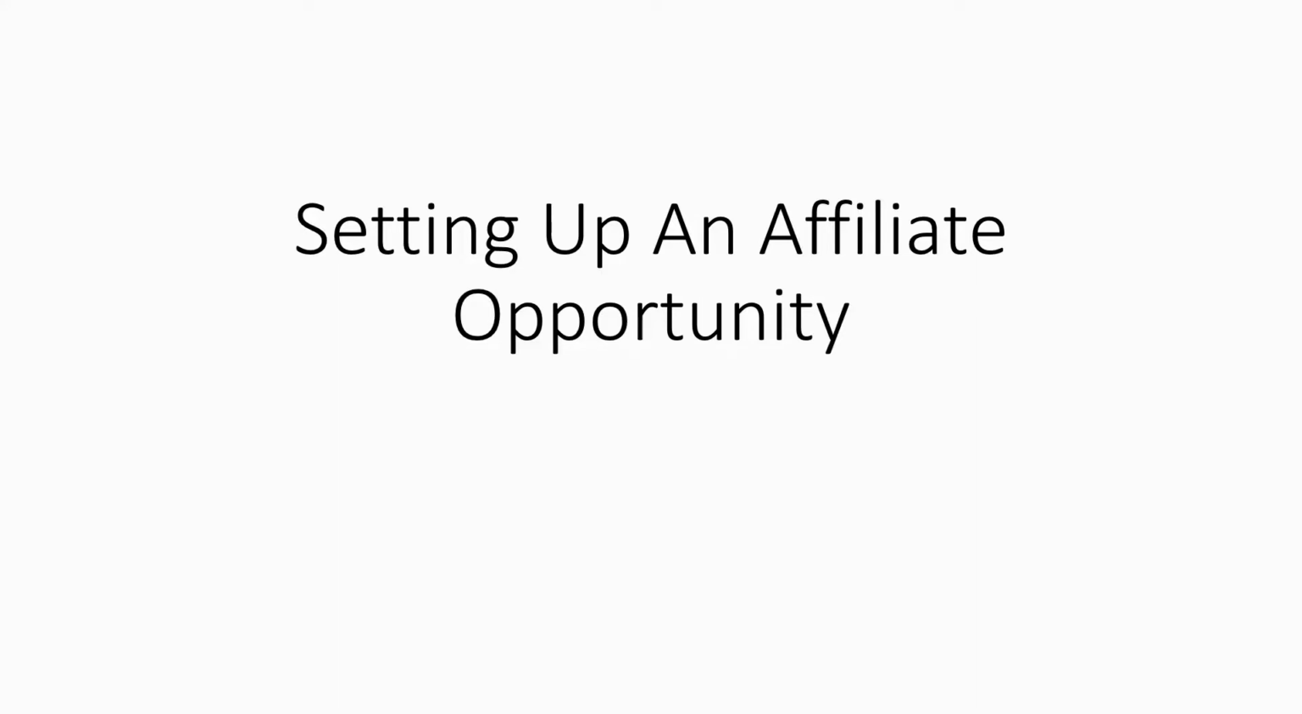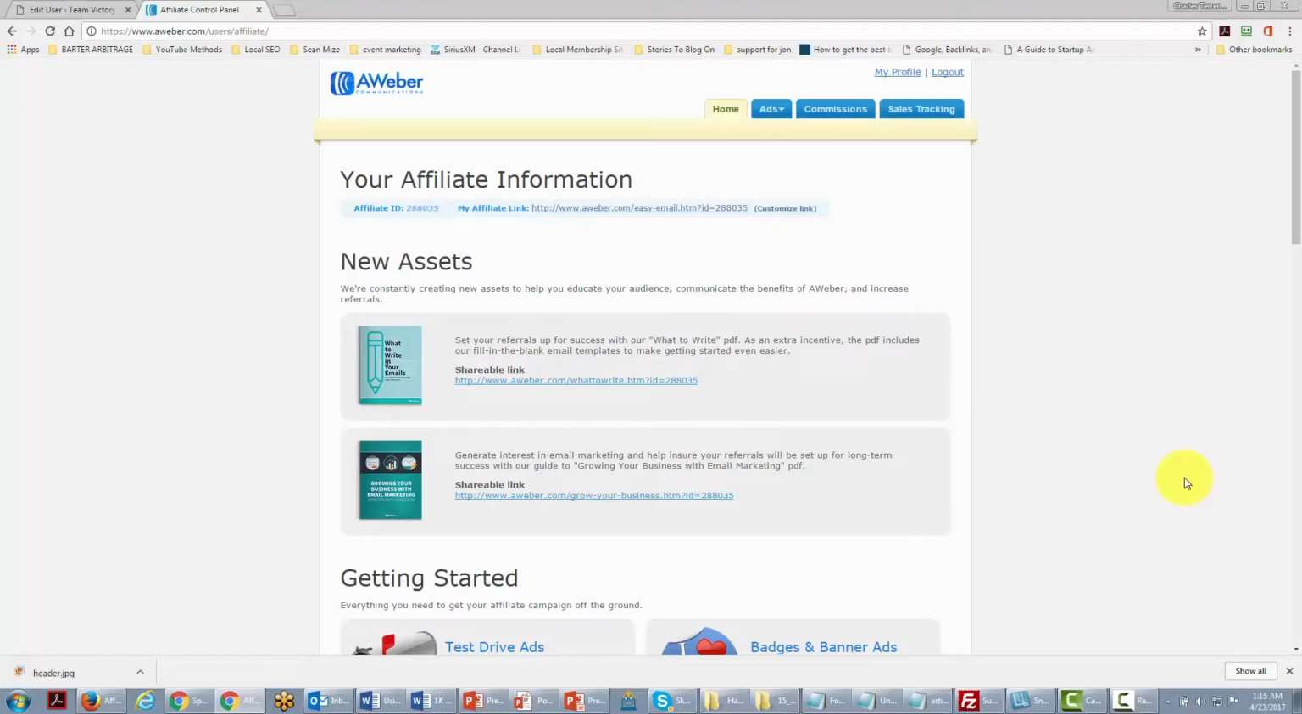Welcome back. Now in this video, we are going to be discussing setting up an affiliate opportunity. You are now looking at the affiliate area for Aweber, an autoresponder company. The reason that we've come to Aweber is because they have several different kinds of ads for their affiliate program. And one of the things that you will notice if you go into the ads area is that they have video ads, badges and banner ads.